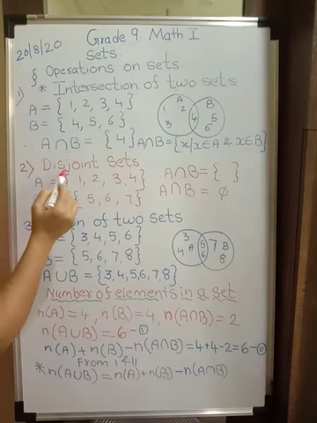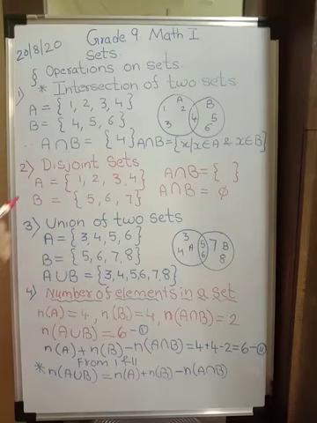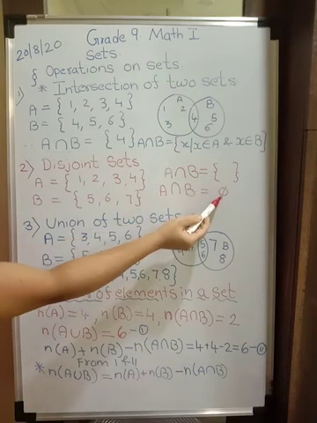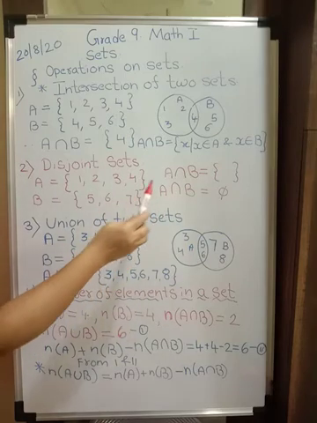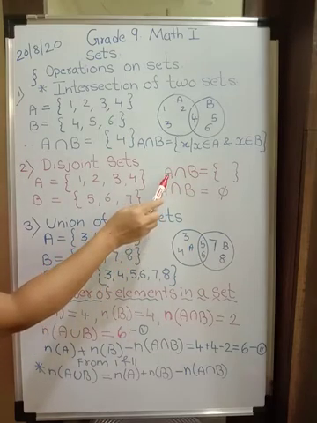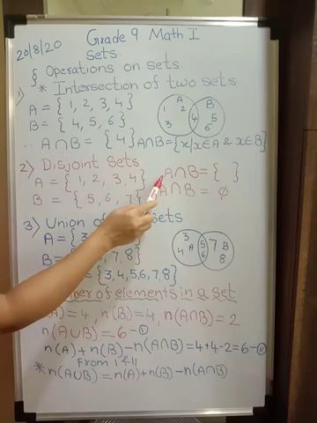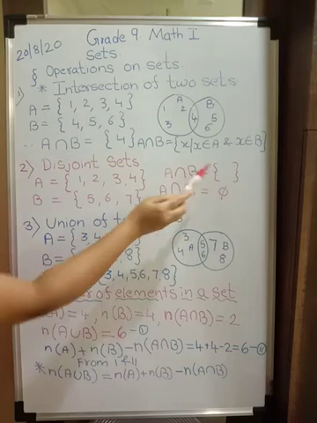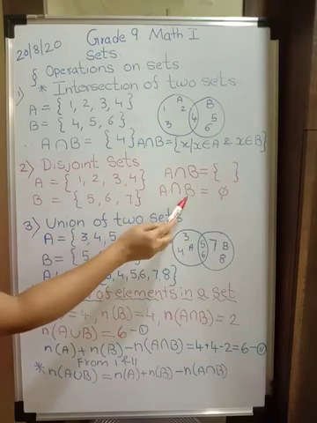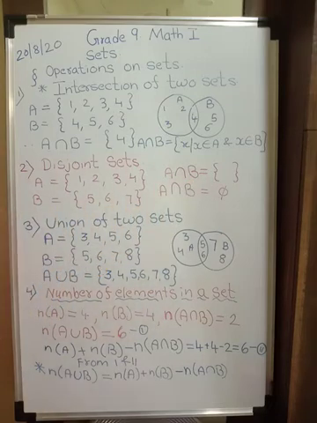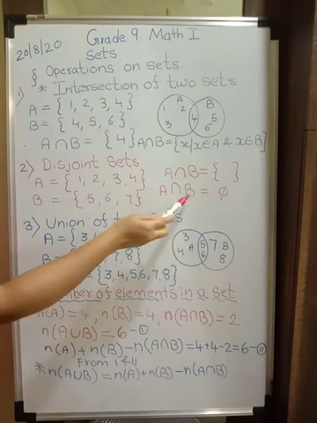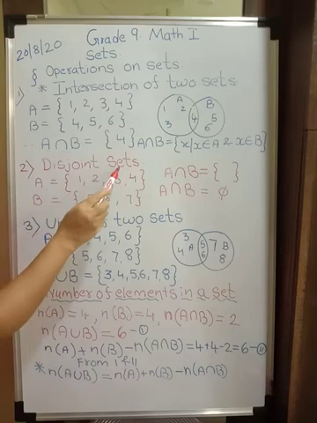Now second is disjoint sets. Disjoint means nothing is common. Nothing is common means it will be an empty set. So in this case, if you say intersection of these two sets, intersection indicates common. Common in these two sets is nothing. And therefore, if A intersection B is phi or empty set, that means nothing is common between these two sets, then those two sets are called disjoint sets.